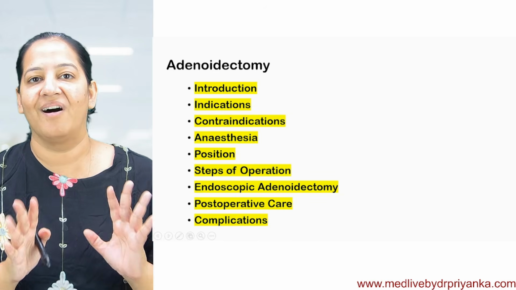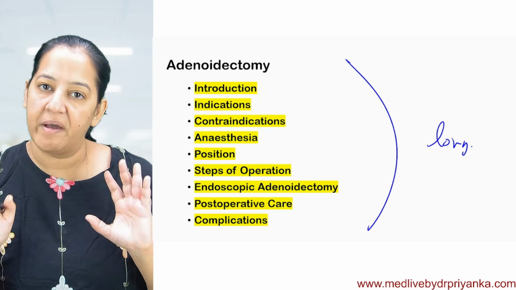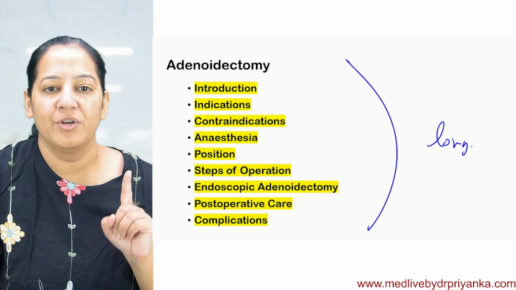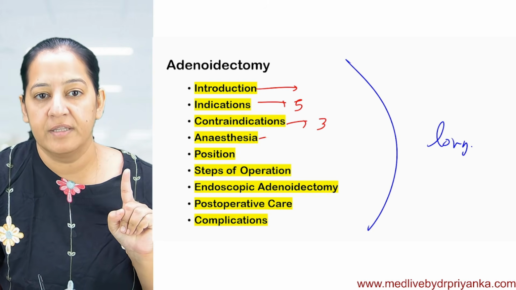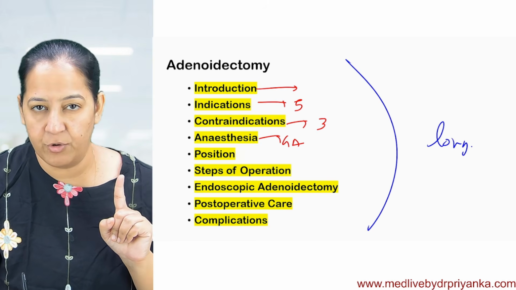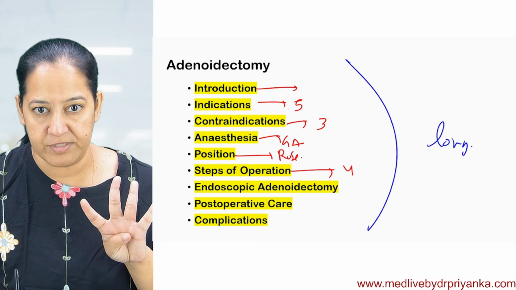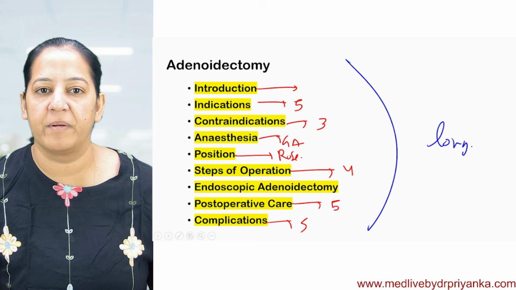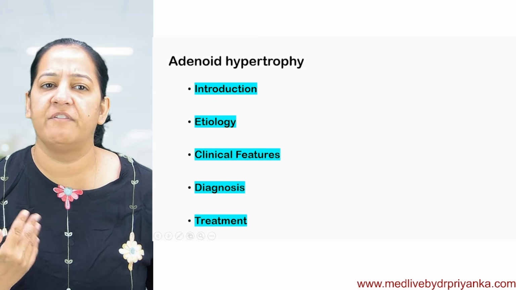Okay, so we are done with adenoidectomy. If it is coming as a long question, you have sufficient material to write in that, and all MCQs can be cracked. You know the introduction, you know the 5 indications, you know the 3 contraindications. The anesthesia is GA, with endotracheal tube. Position is Rose position. The steps of operation, you know the 4 steps. Post-op care, you should know the 5 points. And complications, there are 5 complications. Please try to understand with the help of images. Enumeration will be very easy.